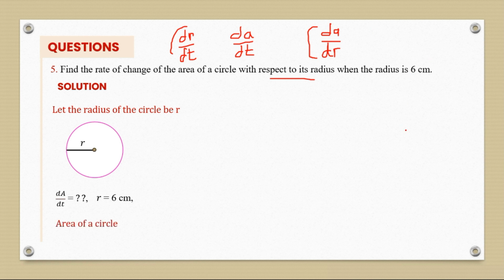So now let's look at the area of this circle. The area is pi r squared, of which dA/dr shall be equal to 2 pi r. But remember that r is 6 centimeters, so we're going to plug that in. So I have 2 pi times 6, of which we'll have dA/dr being equal to 12 pi centimeters squared. So that will be the answer that we're looking for in this question.